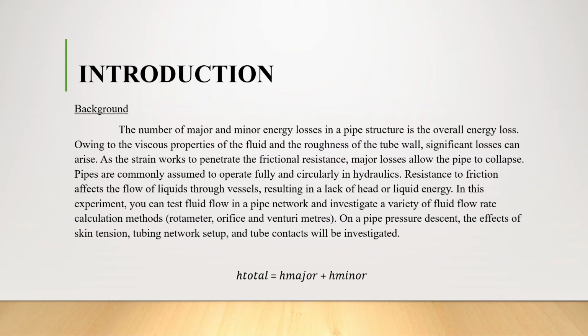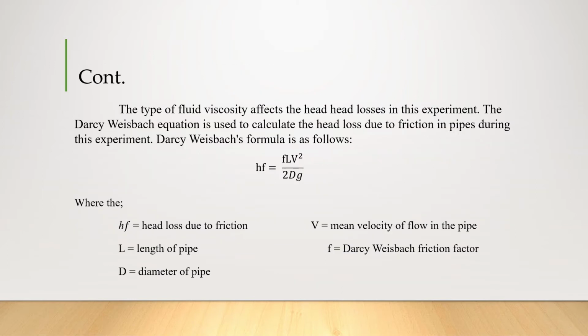In this experiment, you can test fluid flow in a pipe network and investigate a variety of fluid flow rate calculation methods. On a pipe pressure drop, the effects of skin friction, tubing network setup, and the tube contacts will be investigated. The type of fluid viscosity affects the head loss in this experiment. The Darcy-Weisbach equation is used to calculate the head loss due to friction in pipes during this experiment.